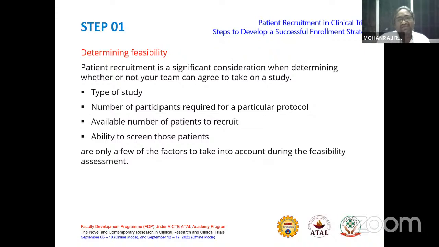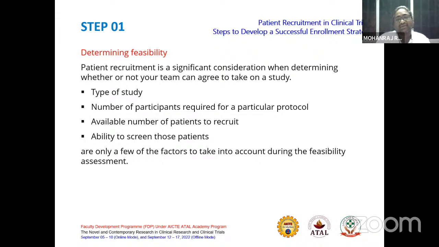Step 1 is determining the feasibility, where this particular step is completely in the hands of the research team, the investigator, the sponsor, and the working area or platform. Feasibility relates to whether the study can be taken up or not. If it has to be taken up, we have to elaborate what the type of study is and what the number of required participants will be, which may be very helpful in the preparation of the protocol.